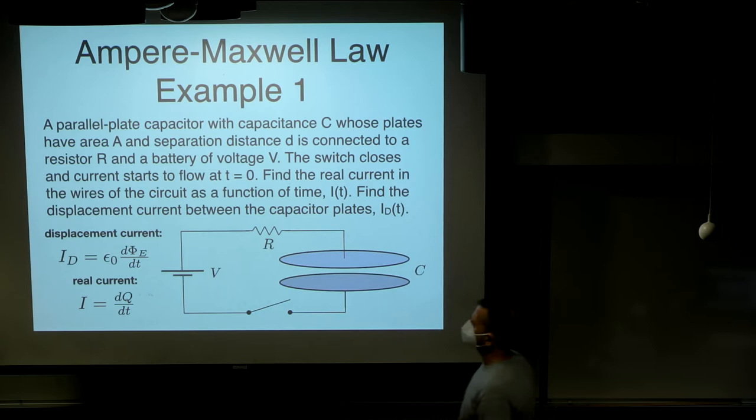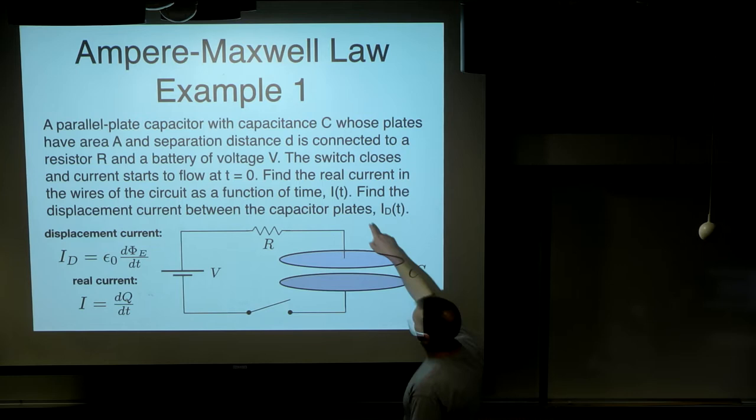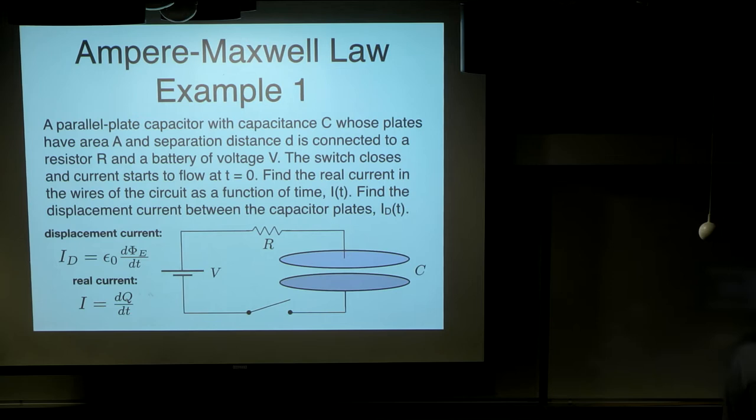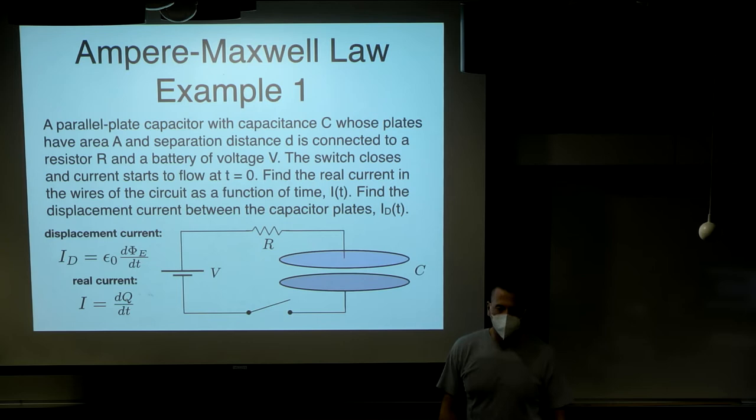So we're going to do two things here. We're going to find the actual current in these wires as a function of time, so that would be I as a function of time flowing through these wires. And then also, we're going to find the displacement current in between the plates of this capacitor as a function of time.